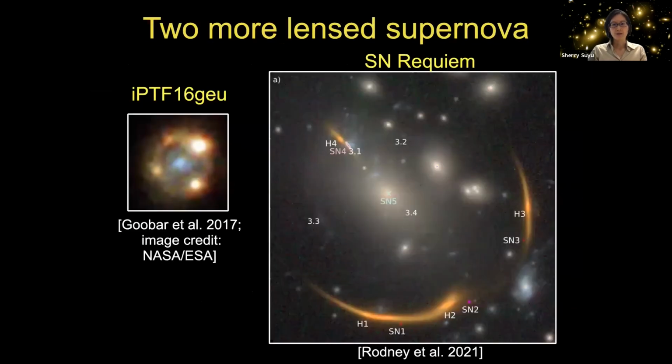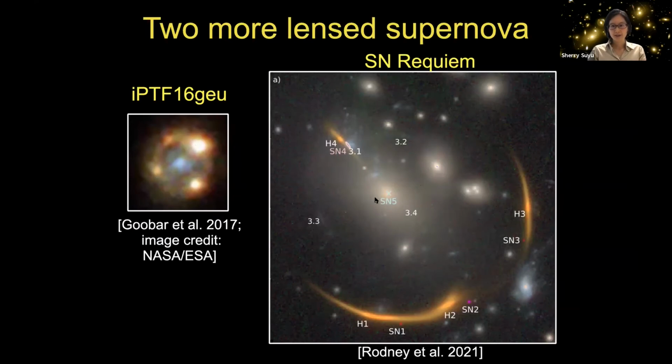And since Supernova Refsdal, there have now been 2 more lens supernova events. The one on the left here, this is a galaxy scale lens supernova that was discovered by Ariel Goobar and collaborators in the iPTF survey. So this is the intermediate Palomar Transient Factory. And this system was particularly exciting because the supernova here is a type 1a, which is a cosmological probe, in contrast to Supernova Refsdal, which is a type 2 supernova.